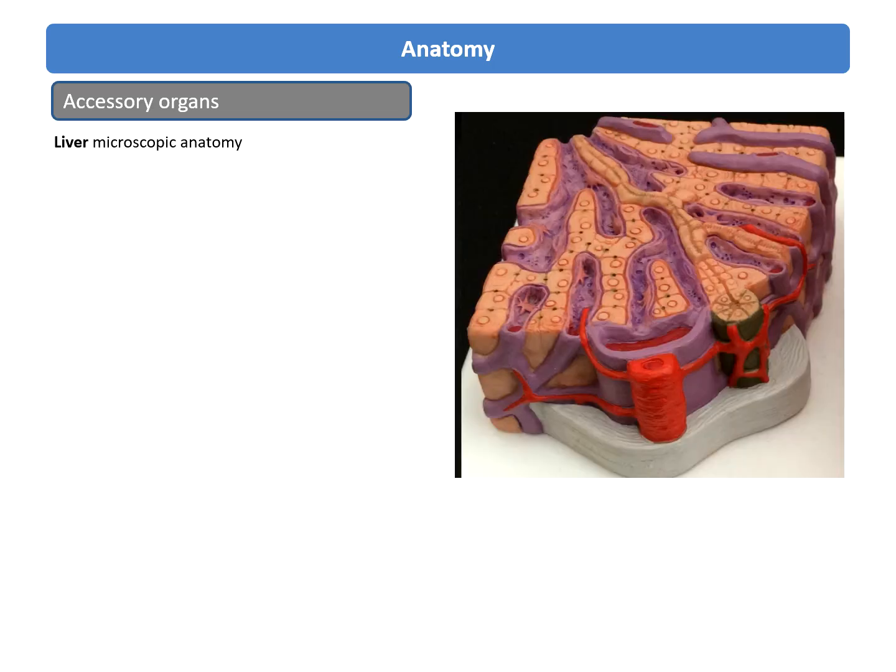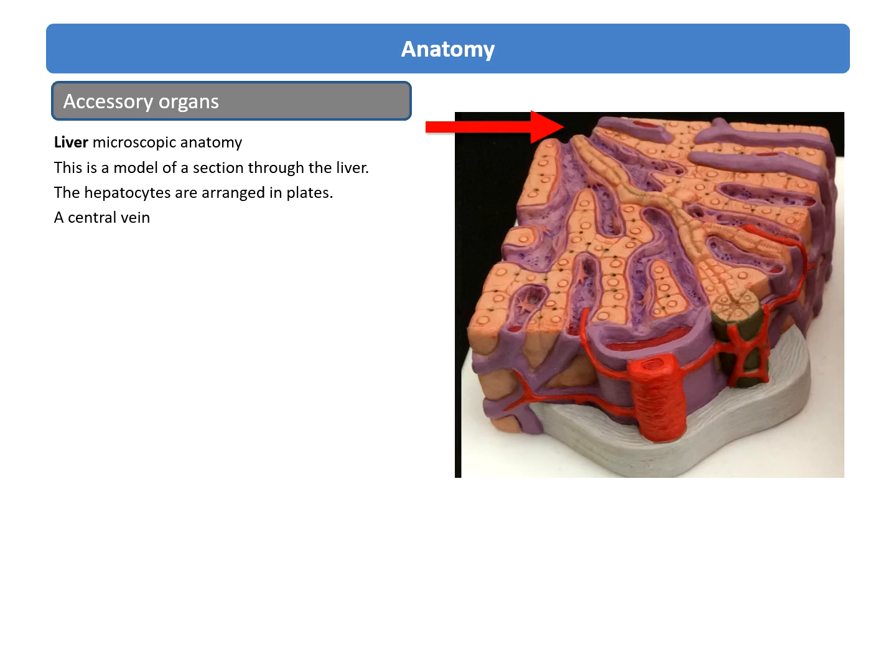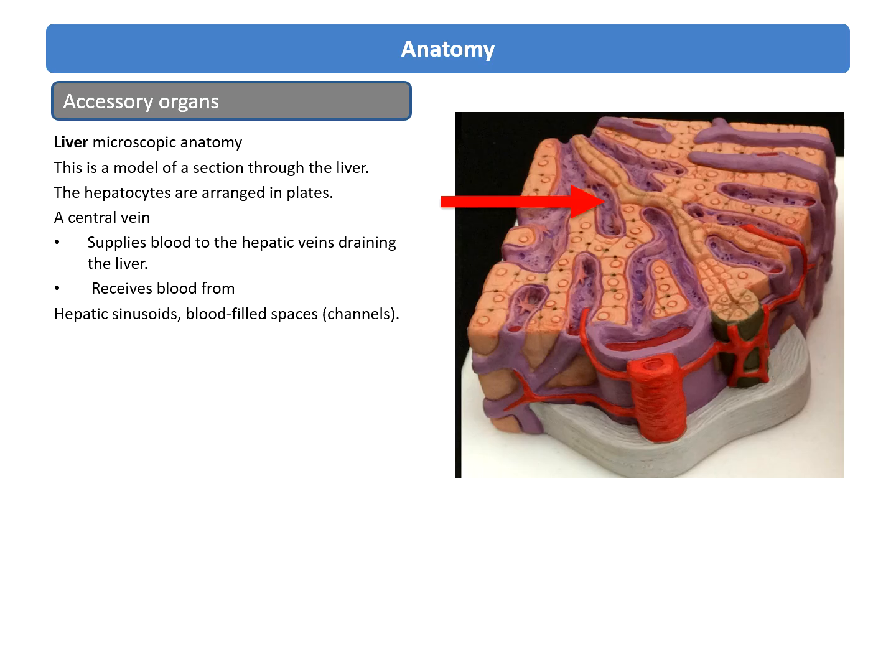Here's a view from a model. This is a model through the liver. The hepatocytes are arranged in plates. The central vein is in the middle. It supplies blood to the hepatic veins, which drains the liver, as we said. Central vein receives blood from hepatic sinusoids, the blood-filled spaces.